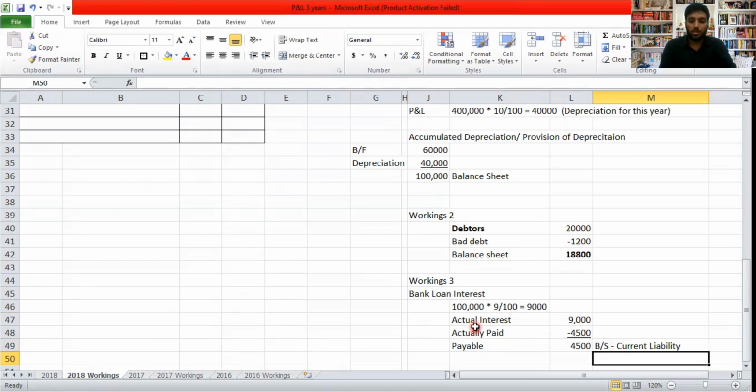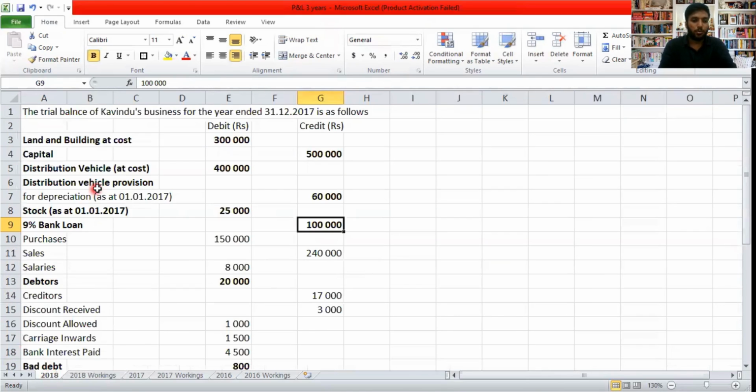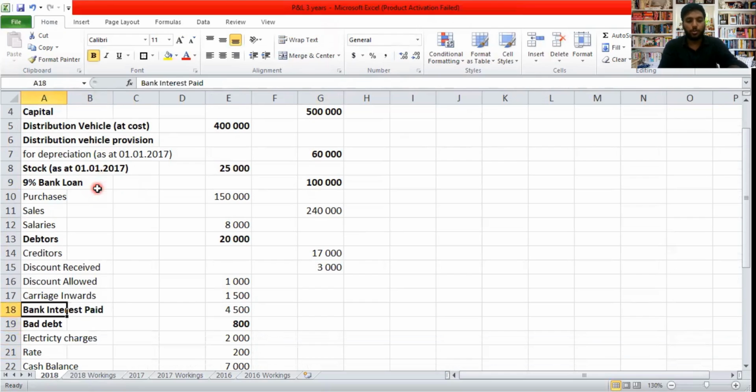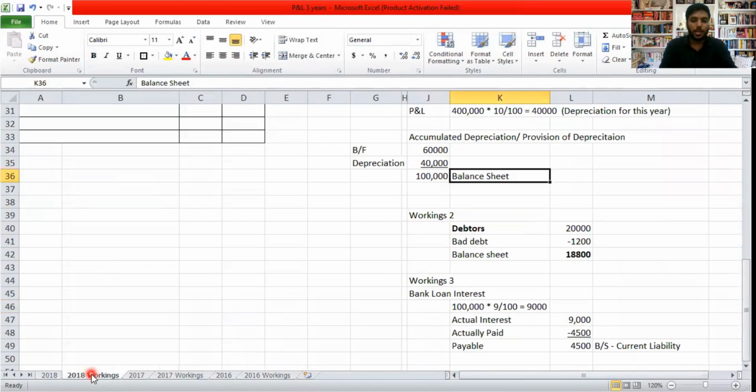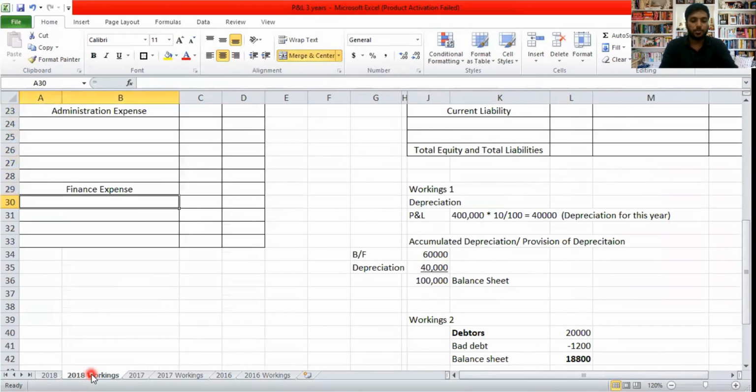So we move on to the trial balance again. I'm going to show how much bank loan interest they have paid. They have paid 4,500 and I'm going to bold that because I'm done with that. I'm going to go to the workings and bank loan interest is a finance expense. So I show bank loan interest here.